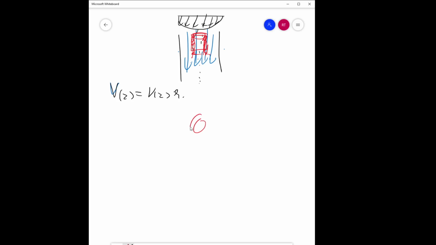So if you're looking from the top, it looks like this, which is this area. And the circumference would be 2 pi r and the width would be delta r. So now what we can do is let's do the momentum balance across this. So here you have z is equal to 0 and z is equal to L.